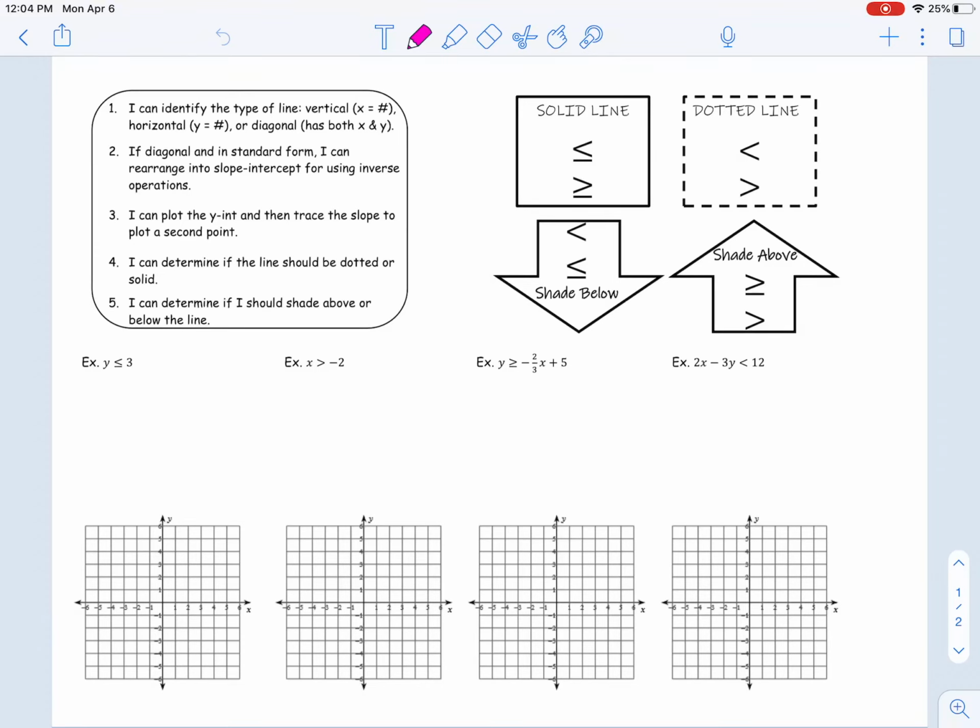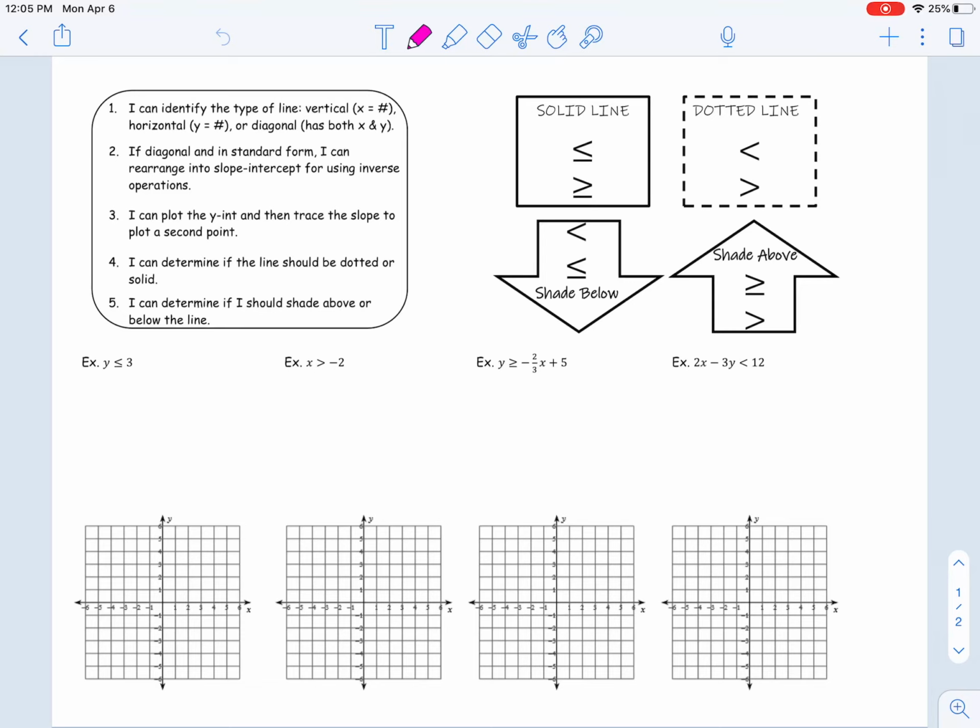Hi guys, so here we go, review lesson on 18.5, which is where we started graphing inequalities on the coordinate plane. So if you look at the top left of the page, you can see the success criteria. So we're going through these 5 steps every time.